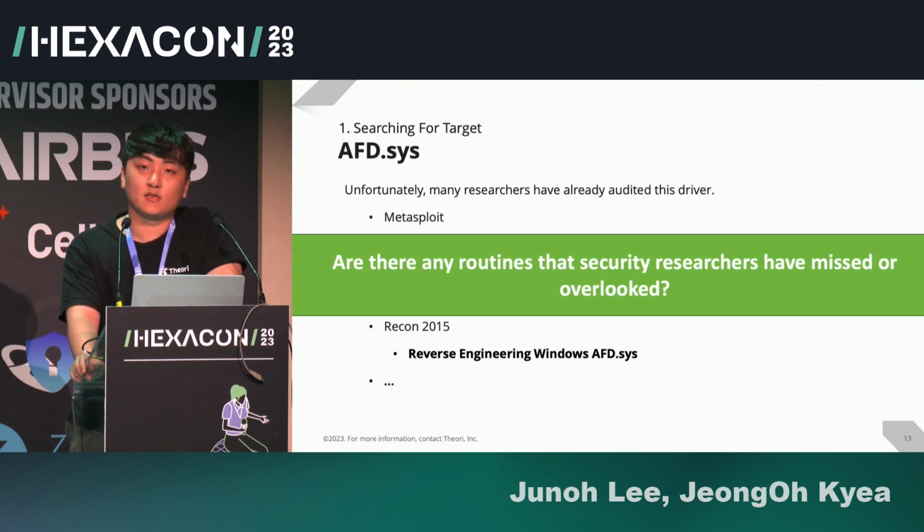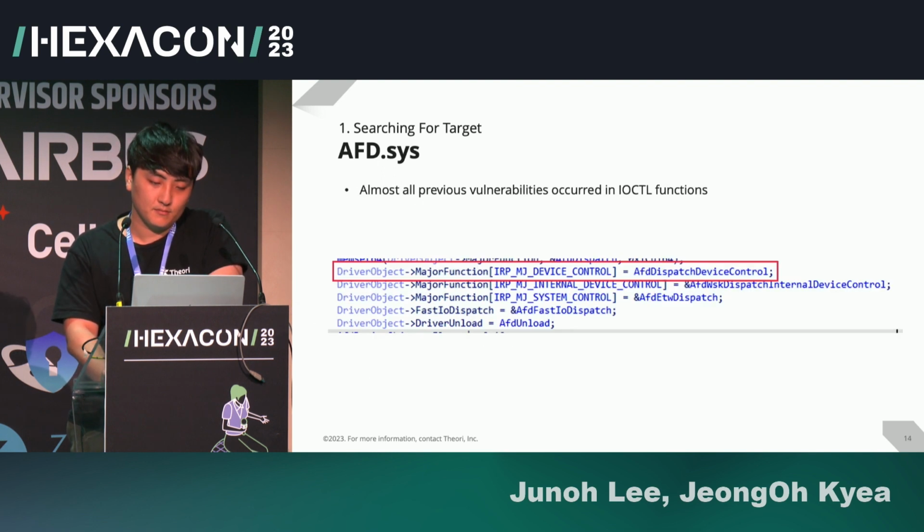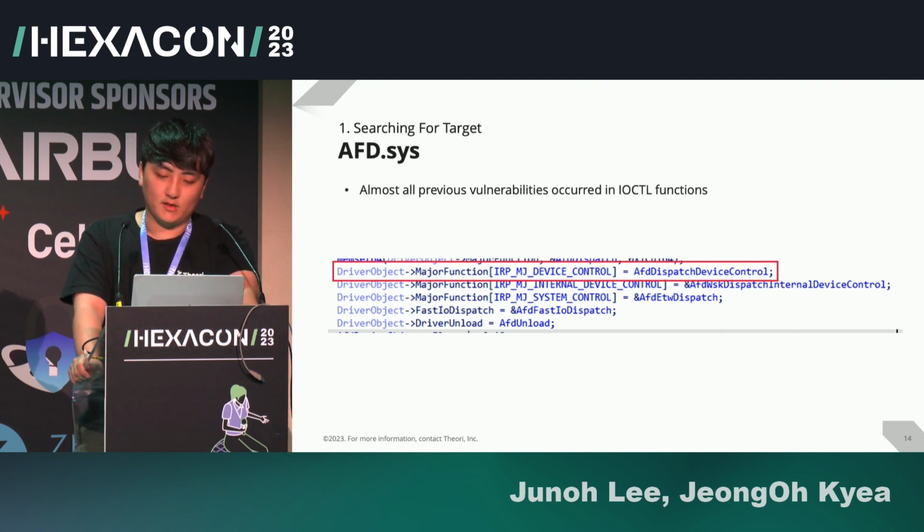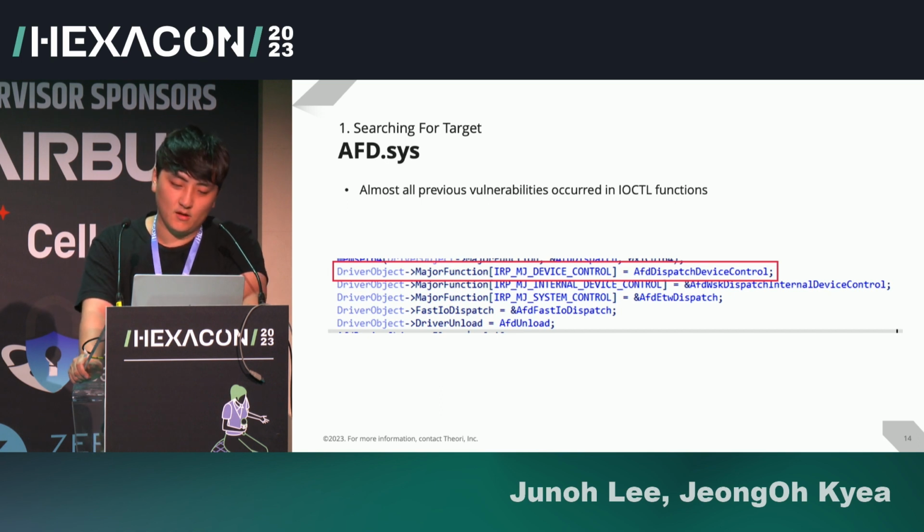So we analyzed whether there are code paths in these drivers that researchers might have overlooked. As a result of investigating past vulnerabilities, most of the vulnerabilities occurred in the IOCTL handling code. This is because, as mentioned earlier, there are many functions in the IOCTL of the network driver. So when analyzing IOCTLs in a Windows kernel driver, the function of the IRP_MJ_DEVICE_CONTROL major function entry is analyzed.